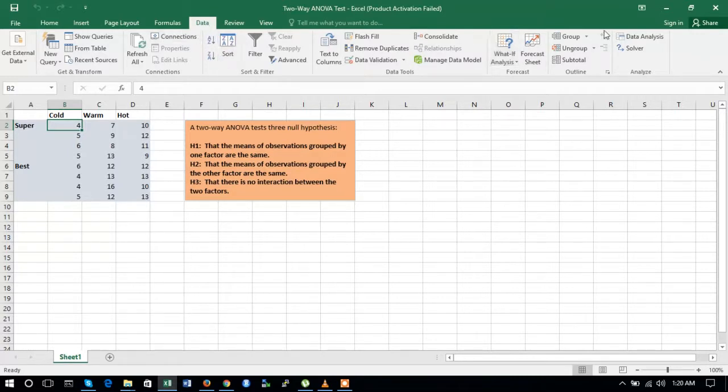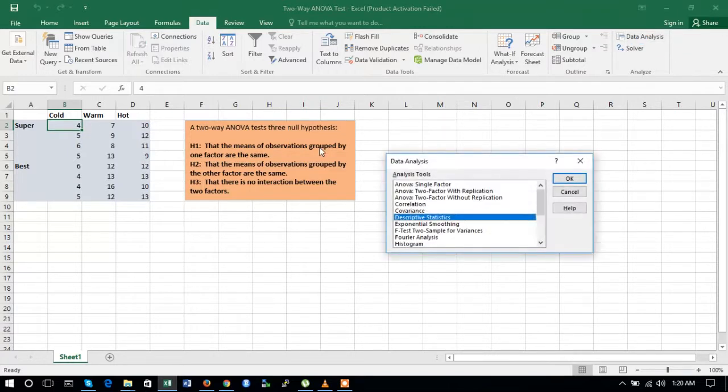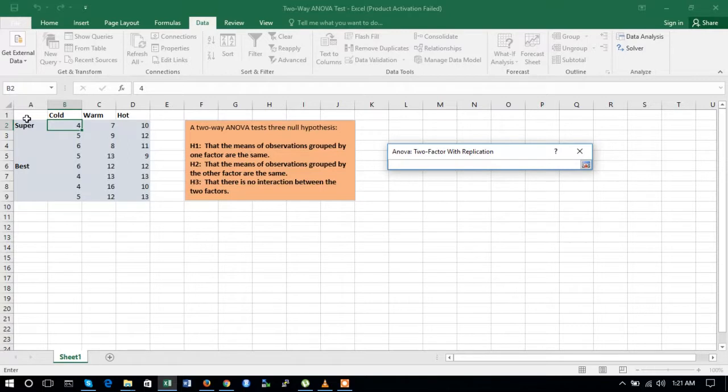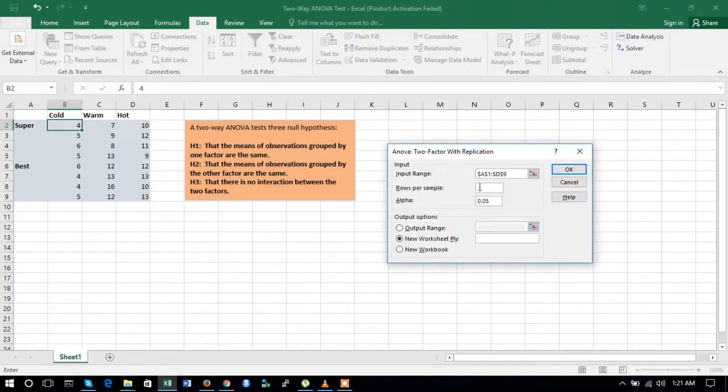Now, in order to conduct the two-way ANOVA test, we need to first of all click on the data ribbon over here, and then select the data analysis pack, and consider the ANOVA test with replication and click OK. So we need to define the input range. We can provide the whole of the data as the input range, and always make sure that your data is in the same form so that we can conduct the ANOVA test.